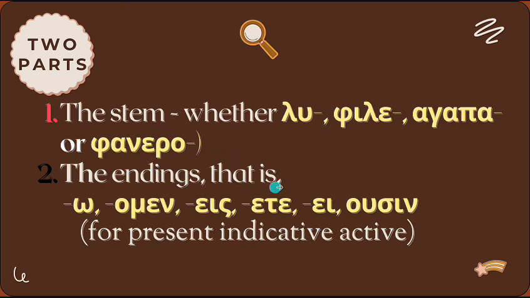Now the endings. The endings have to do with the personal endings. Here you have o, eis, ei in the singular, first person, second person, third person, and then in the plural you have omen, ete, and ousin for the present indicative active. So the endings might change depending on the tense, the mood and the voice. But for now, just stick to this concept, the two-part theory.